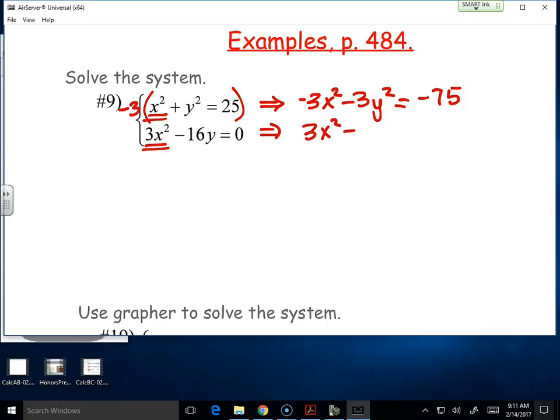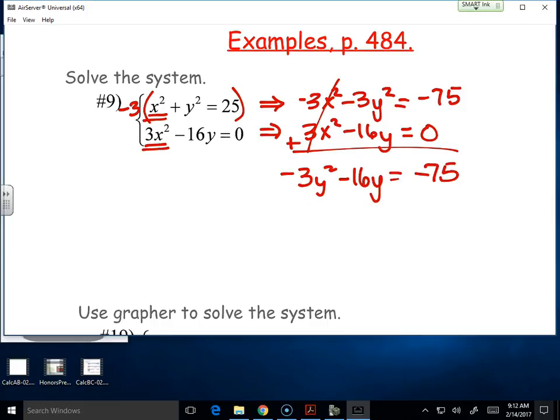You have 3x squared minus 16y equals 0. Some of you would not pay attention and would say, so this is going to be negative 19. That's wrong, because it's a different sign thing. So we have to go ahead and write them separately. Be careful if you do choose to do elimination with something like this. Y squared and y's cannot combine.